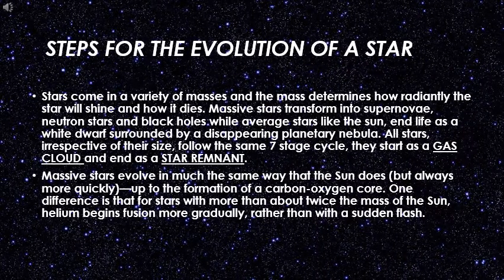Steps for the evolution of a star. Stars come in a variety of masses, and the mass determines how radiantly the star will shine and how it dies. Massive stars are transformed into supernovae, neutron stars and black holes, while average stars like the Sun end their life as a white dwarf surrounded by a disappearing planetary nebula. All stars, irrespective of their size, follow the same seven stages of the cycle. They start from gas clouds and end up with a remnant.